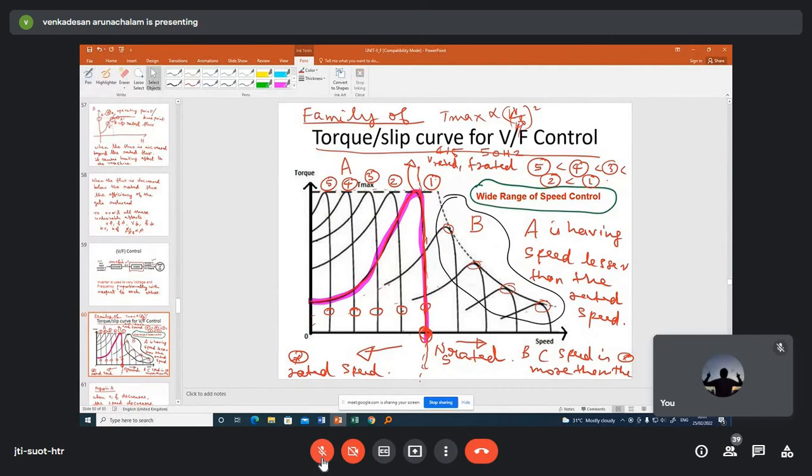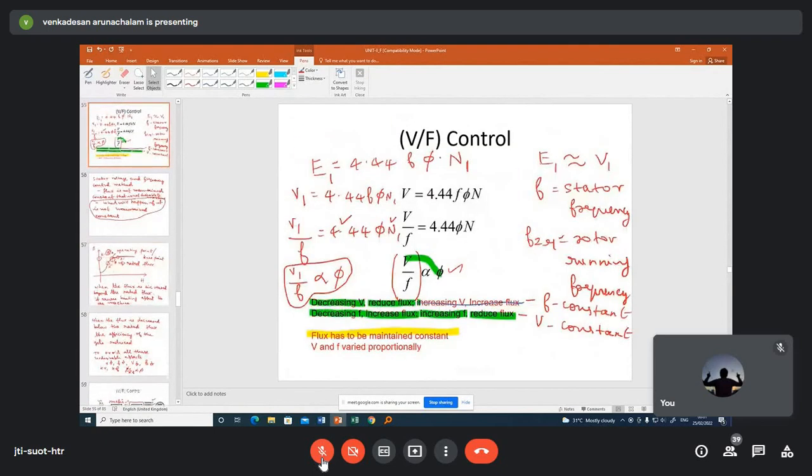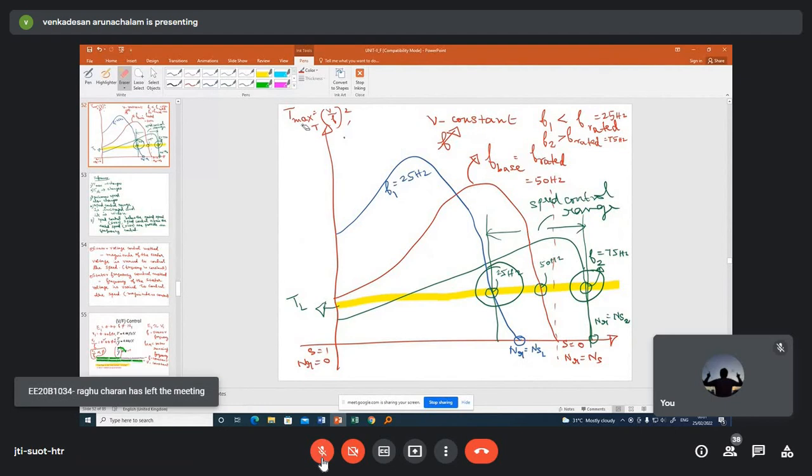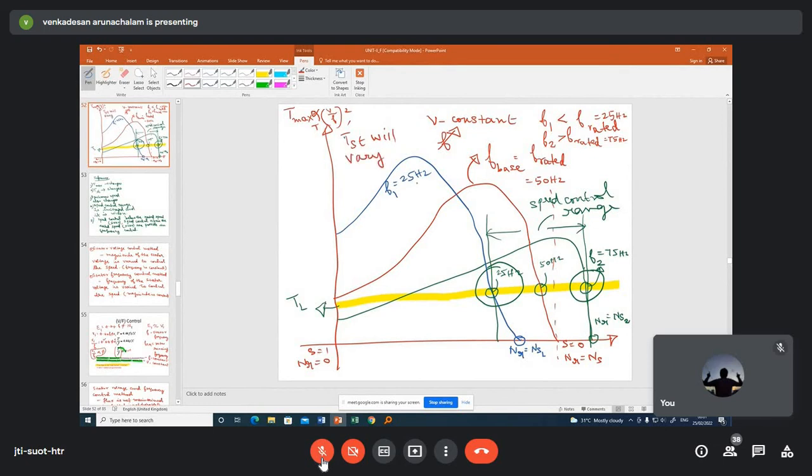I think the relationship I have written here is not holding good. Please excuse me for this. Don't take this relationship. T max will be proportional to V by F the whole square. Starting torque will vary when you vary the frequency. That alone I can say here.